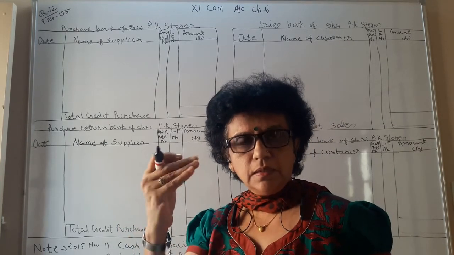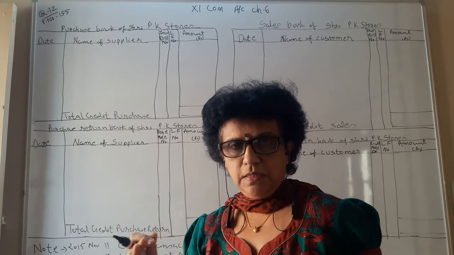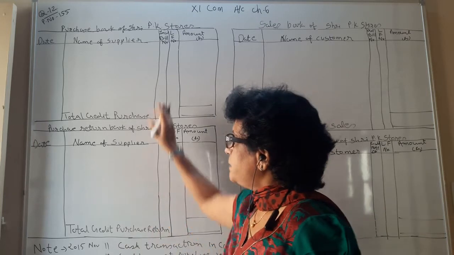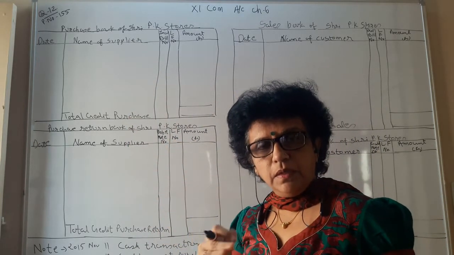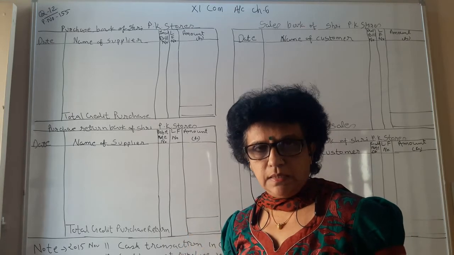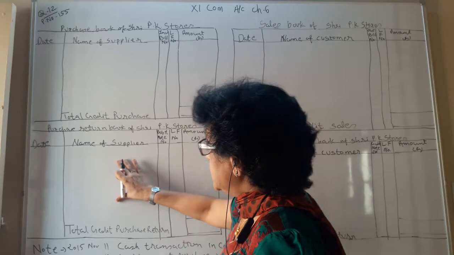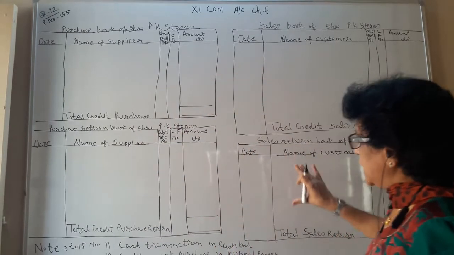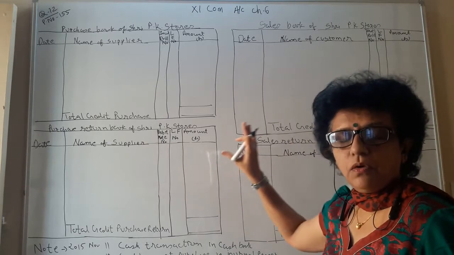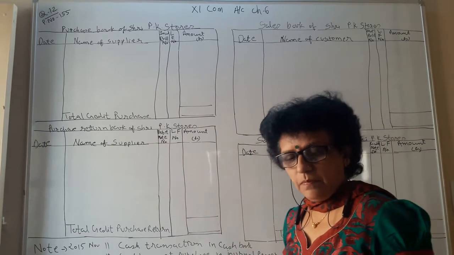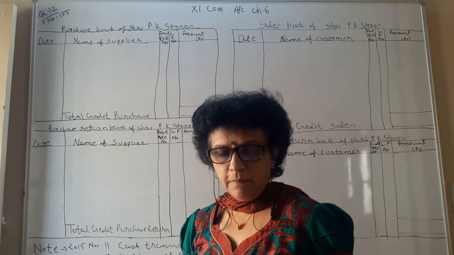We have learned simple purchase book, simple sales book, columnar purchase book, columnar sales book. Now this is an example in which all the 4 books are prepared together. We have learned the purchase return book and sales return book. So when we are preparing purchase book, purchase return book, sales book and sales return book, how we have to handle the question all together. Let us begin with question number 12, page number 155.